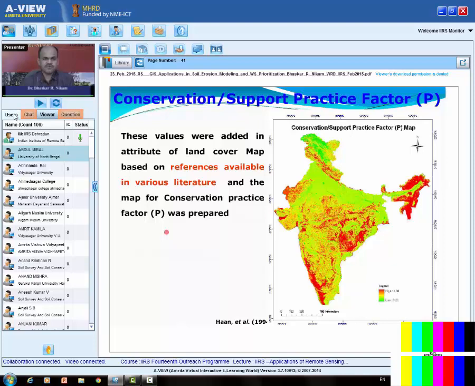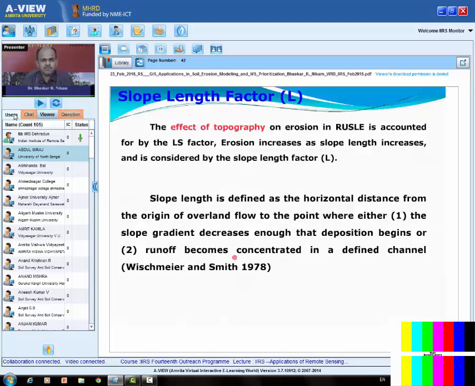This conservation practice will depend upon the land use, and we already have the land use map. So we have referred to the standard tables available in C.T. Haan's book, and we have given these conservation practice values to the land use, and we have converted our land use into a conservation factor. Now, the only remaining factors are the topographical factors, the slope length factor and the slope steepness factor.